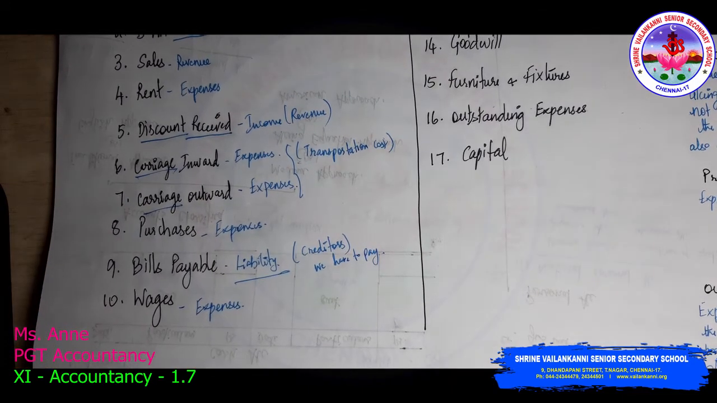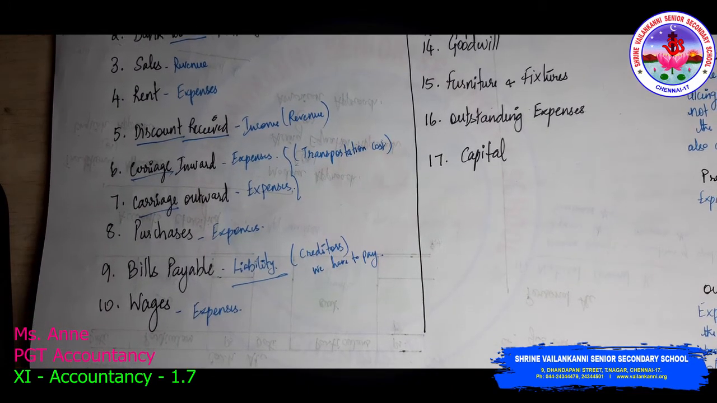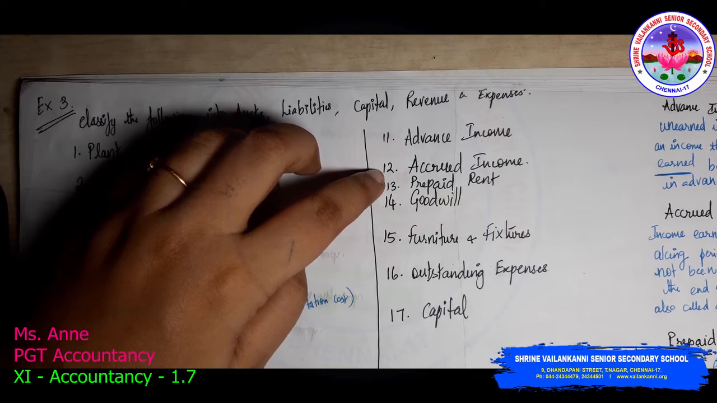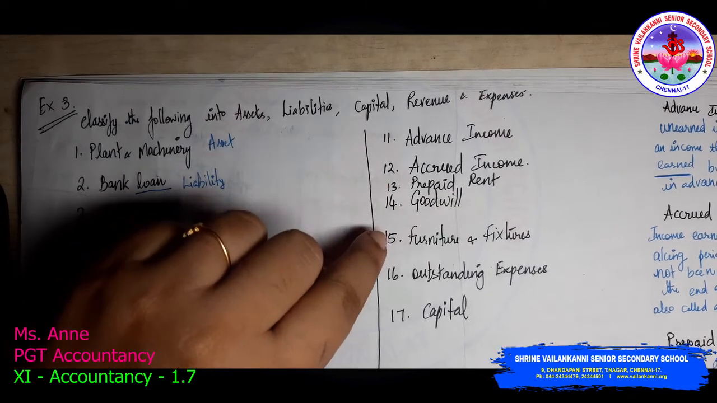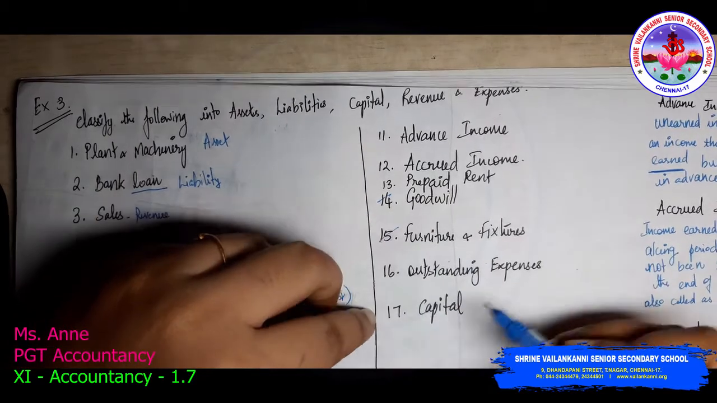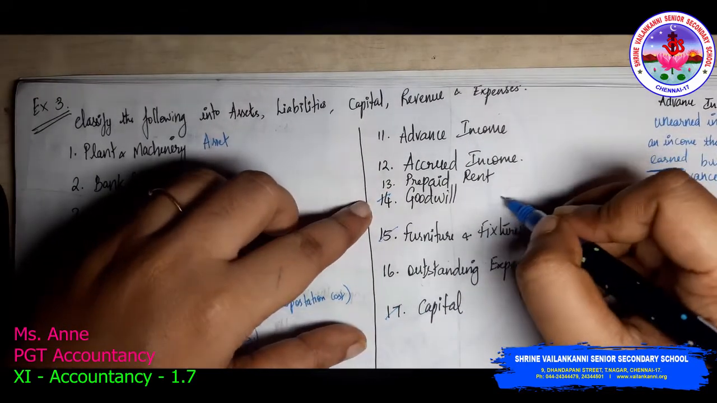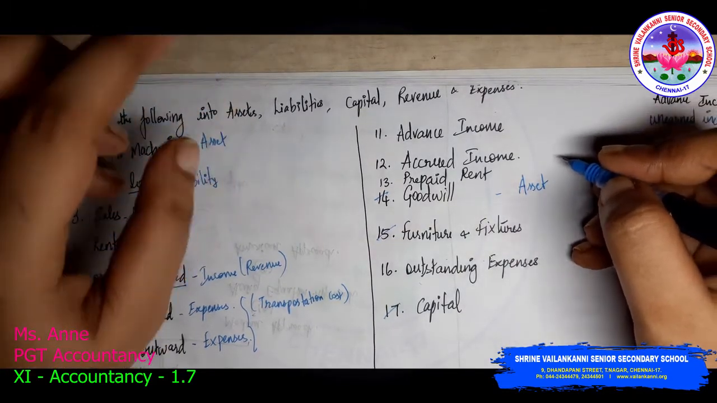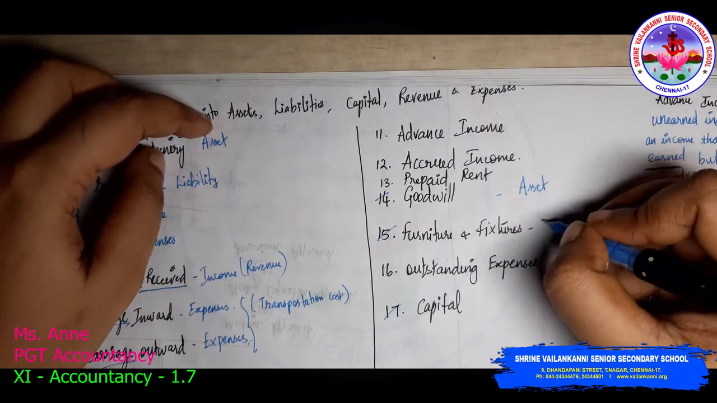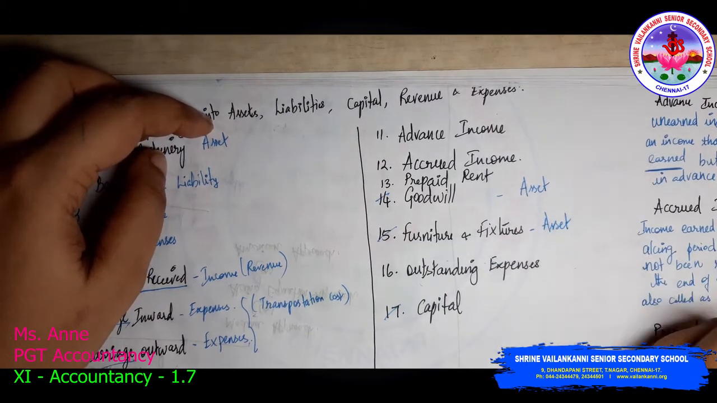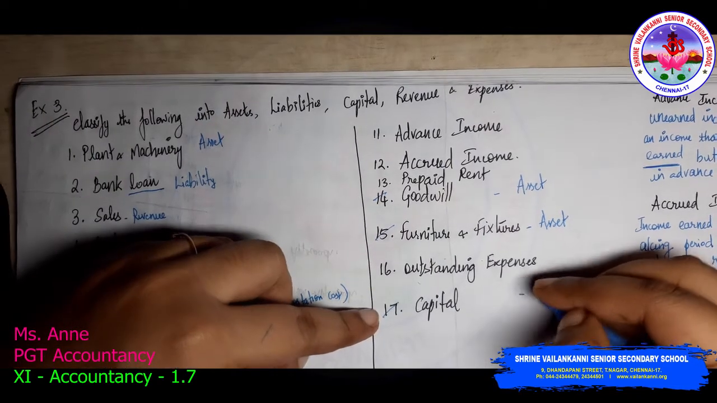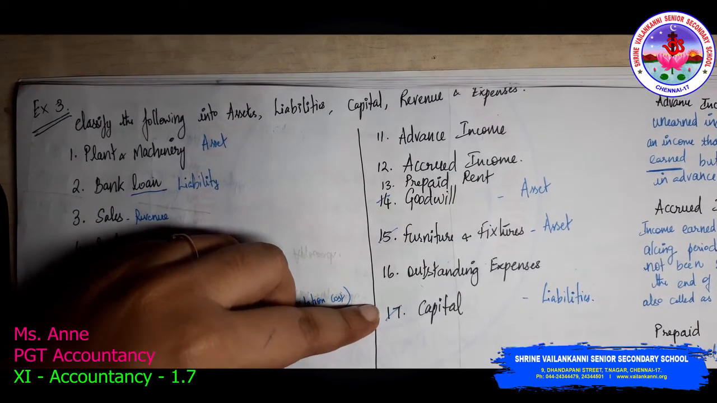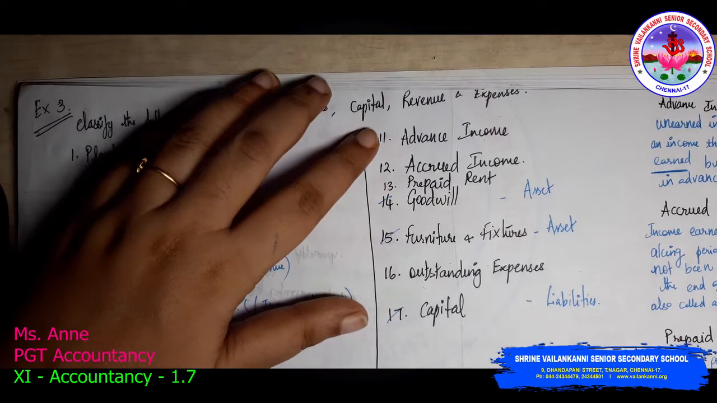Wages, it is an expense. Then you have advance income. Before we go into this: advance income, accrued income, prepaid rent, goodwill, furniture and fixture. We will solve furniture and capital and then come back to these terms. Goodwill, we all know, is an intangible asset, so it comes under asset. Furniture and fixture is also an asset. And then we have capital, which is a liability. Then I told you that we will come to this.